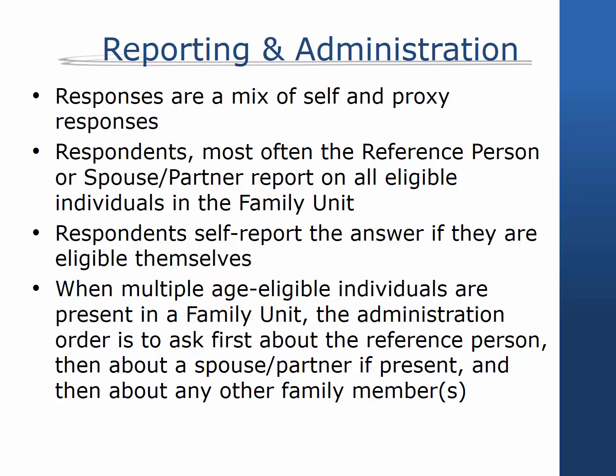A respondent with multiple age-eligible family members will be asked to answer the AD8 items about each age-eligible individual. When multiple age-eligible persons are present within a family unit, the administration order is to ask first about the reference person, then about the spouse or partner if present, and then about any other family members if present.